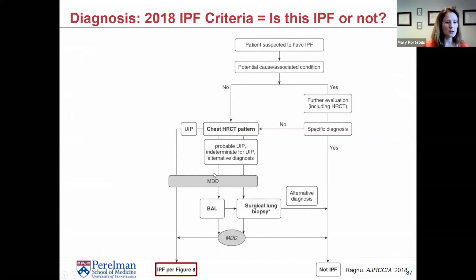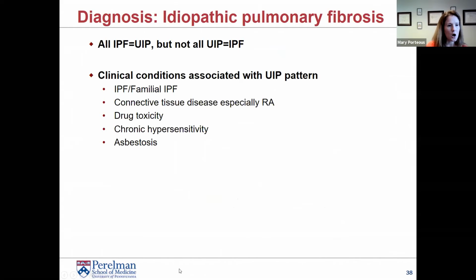So you've gone through this: there's no underlying cause, you have a CT pattern that shows UIP, the MDD agrees, you didn't biopsy, they have IPF. Again, all IPF patients should have a usual interstitial pneumonia pattern on CAT scan or on pathology if you biopsy them, but not all UIP is IPF, right? There are many other diseases that can be associated with UIP patterns: familial IPF, connective tissue diseases, especially RA, drug toxicity, HP, and asbestos.